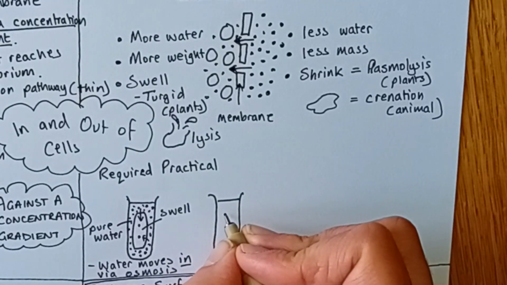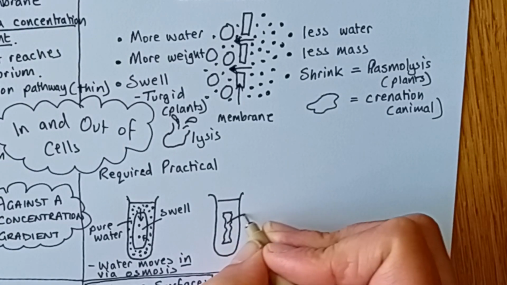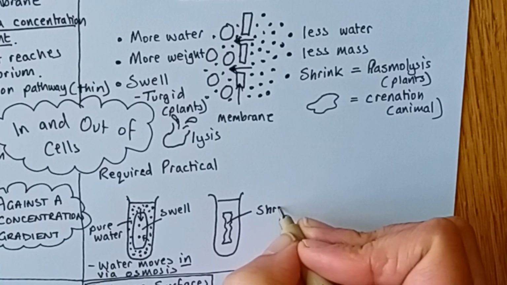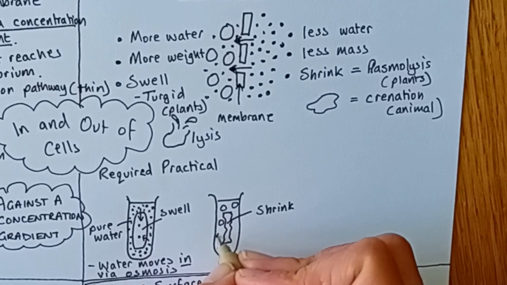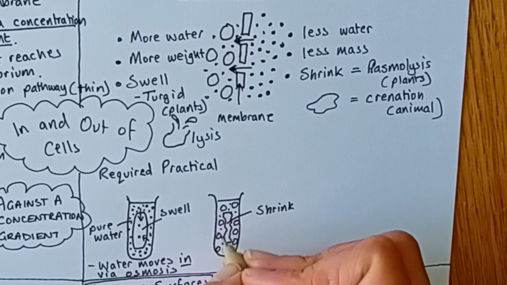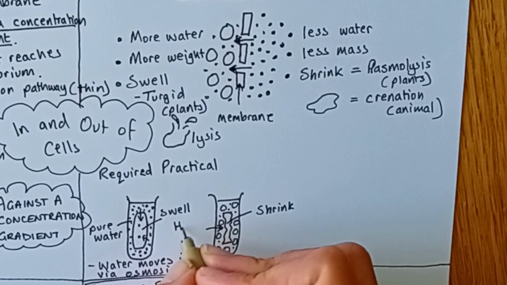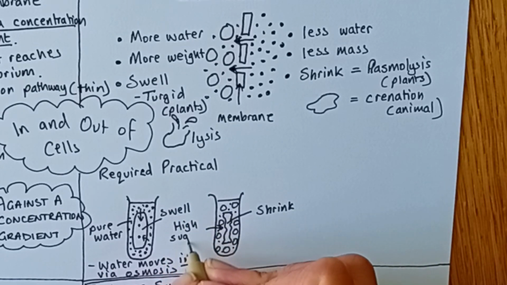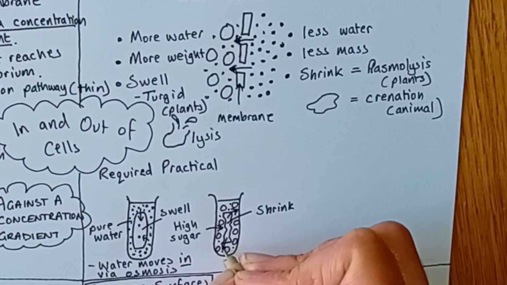We also put potato chips in different concentrations of sugar, and I'm going to draw one in a high concentration of sugar, and I'm doing it all wrinkly and shriveled because this one will shrink or shrivel. And that's because it's in a high sugar concentration. So this time I'm going to draw lots of sugar molecules around the outside and not much water. This time, water is moving out via osmosis.